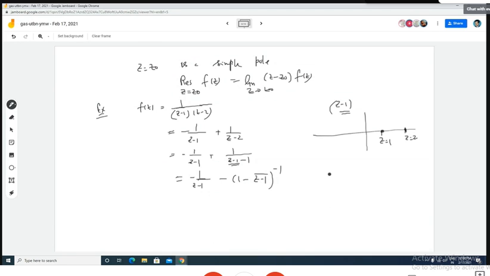And this expansion is valid for mod z minus 1 less than 1. That is, when you take the center z is equal to 1 and radius 1. So in this circle, this expansion is going to be valid, right? And this is equal to 1 upon z minus 1, and minus, if you expand here, you will get z minus 1 to the power n, n is equal to 0 to infinity. But all the powers are positive. All powers here are positive, right? All powers are positive.